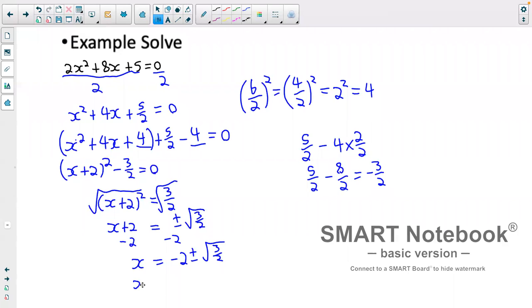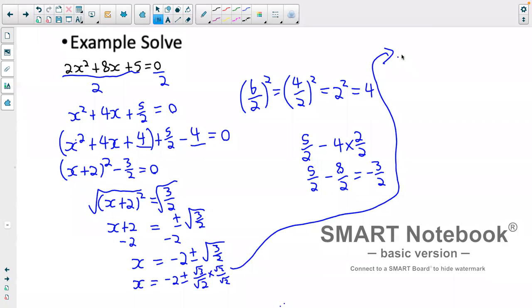So this is the same as saying x equals negative 2 plus or minus root 3 over root 2, which we can multiply the top and bottom by root 2. And we'll continue this up here. So we have x is equal to negative 2 plus or minus root 6 all over 2.